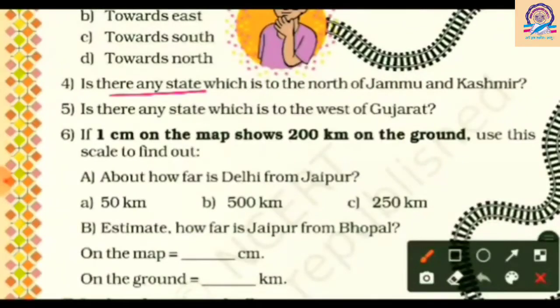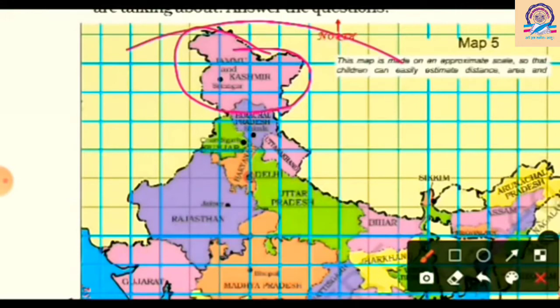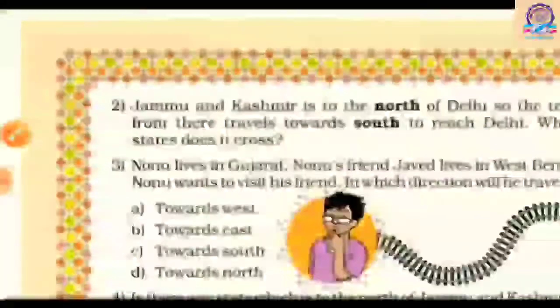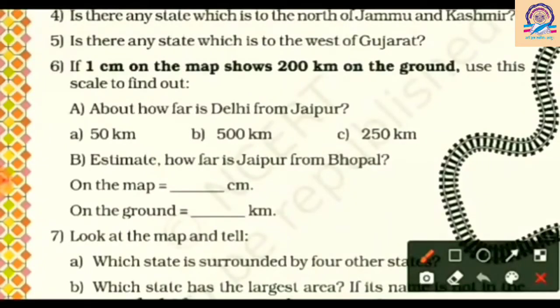Okay, so the next question: is there any state which is towards the north of Jammu and Kashmir, and is there any state which is to the west of Gujarat? Let's see the map of India. Jammu and Kashmir is the topmost, to the north. No state is towards the north of Jammu and Kashmir, and similarly for Gujarat there is no other state on the west of Gujarat. So for both questions you can write, there is no state to the north of Jammu and Kashmir and to the west of Gujarat.